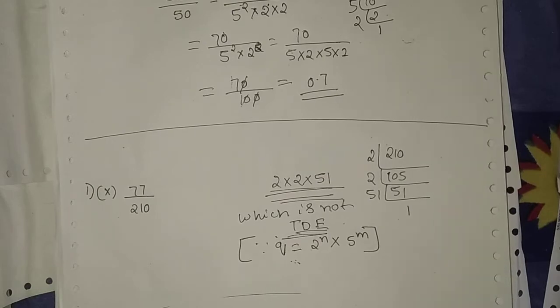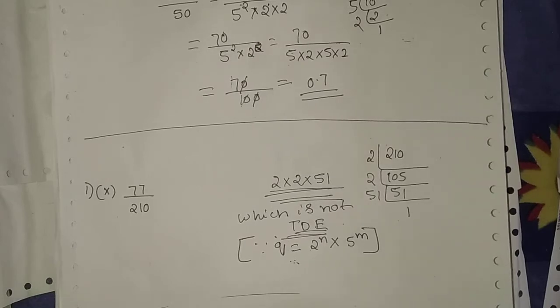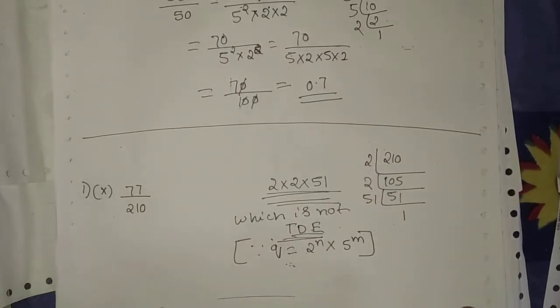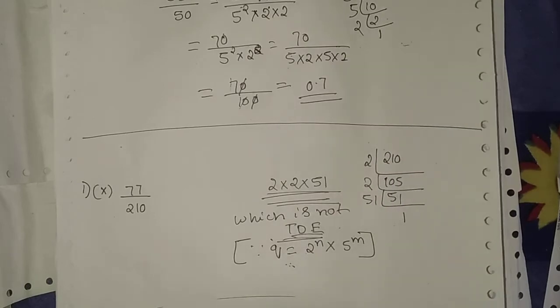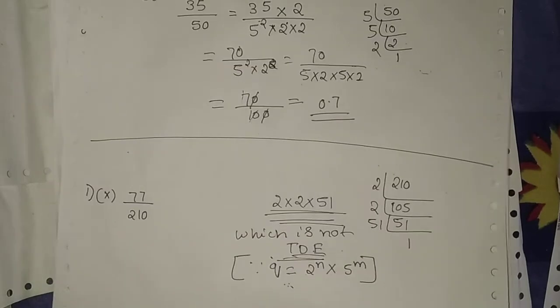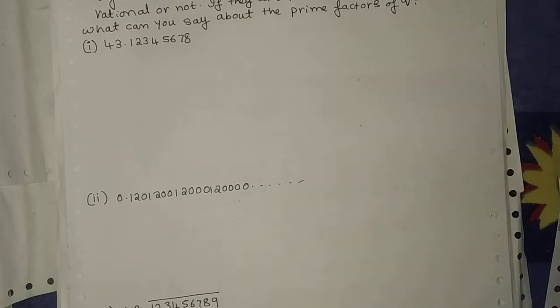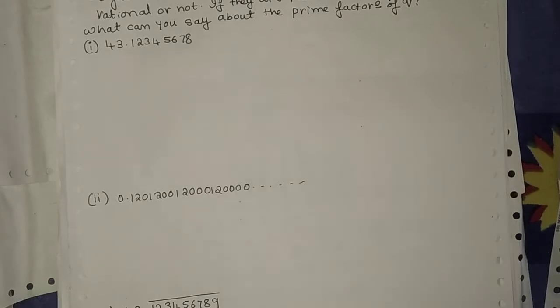I have solved both first and second simultaneously in the same class. Wherever TDE is the answer, we have solved the second question also. Wherever we are not getting TDE, the second question is not necessary. So this completes exercise 8.4 first and second problem. So we move on to the third problem. The third problem given here is: the following real numbers have decimal expansion.